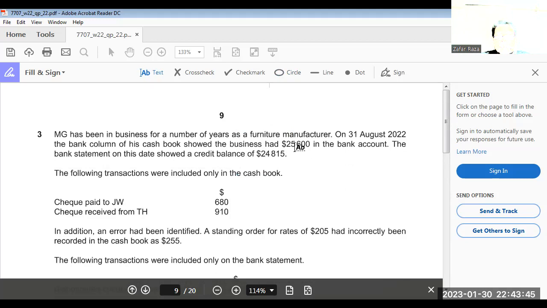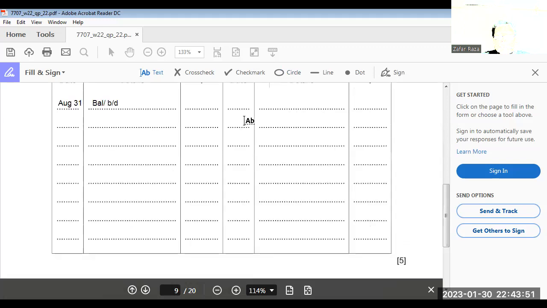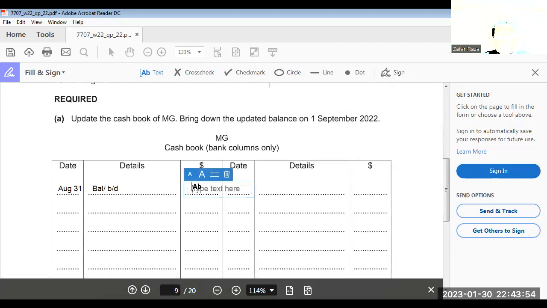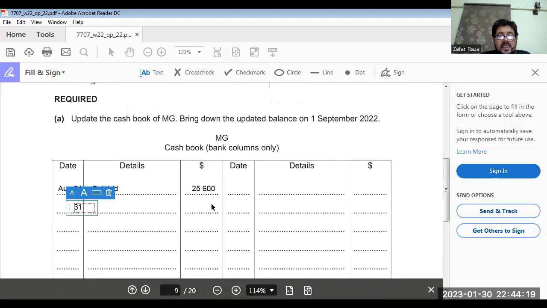Here the balance is 25,600. So we'll report it here, 25,600. Now, the following transactions are recorded in the cash book. See, the standing order for rates of 205 had been incorrectly recorded in the cash book as 255. It means we have to add back $50 in our bank account for the standing order. So we'll write here 50, standing order.